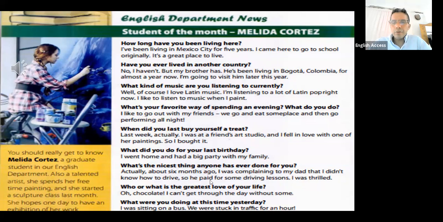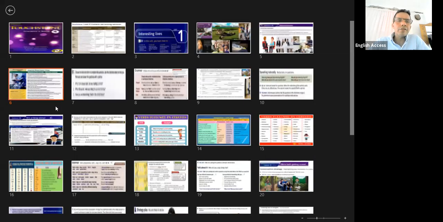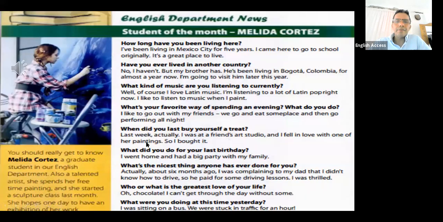I saw that some of you have questions about vocabulary. Like you were asking, when did you last buy yourself a treat? Remember, when you have a treat, it's like cuando te consientes, when you get something for you, like clothes, a computer, a car, maybe something nice. Something for you or for someone else. That's to buy yourself a treat.